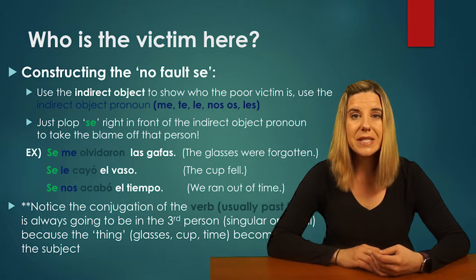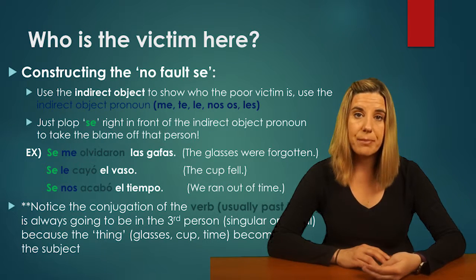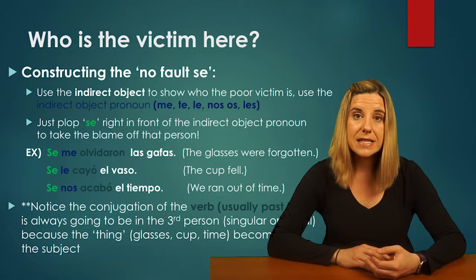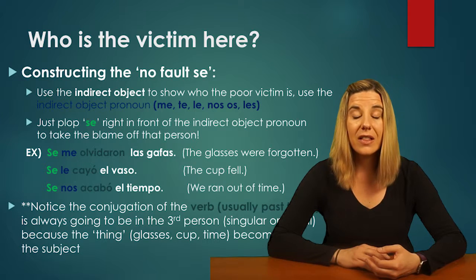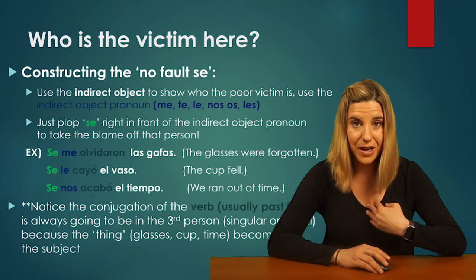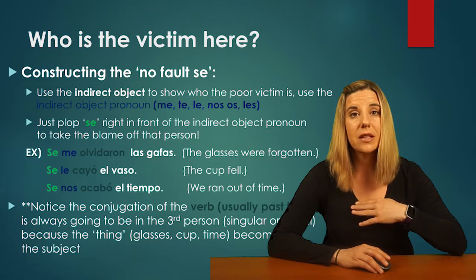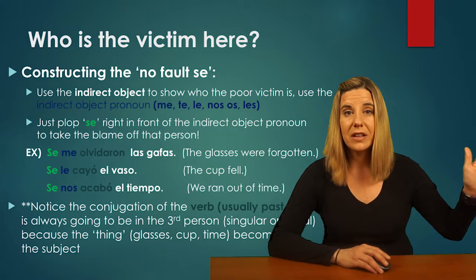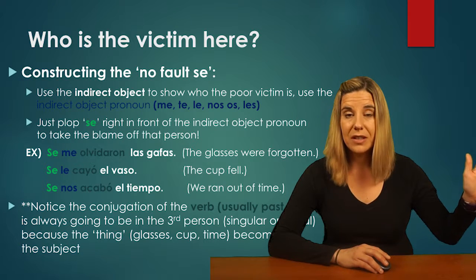Next, you're going to use se out in front of the indirect object pronoun to take the blame off of that person or people. So it sounds like this: se me olvidaron las gafas. The glasses were forgotten. Not, I forgot the glasses. No, we want to take the blame off of me with the se and put it out there into the world. Se me olvidaron las gafas.